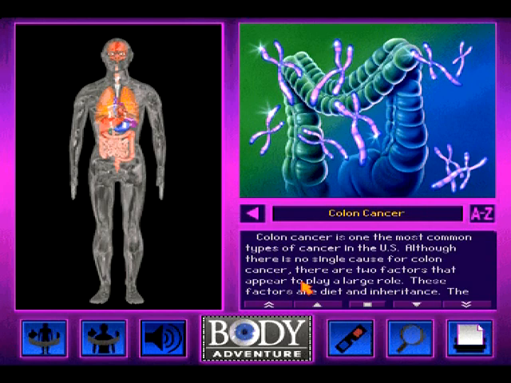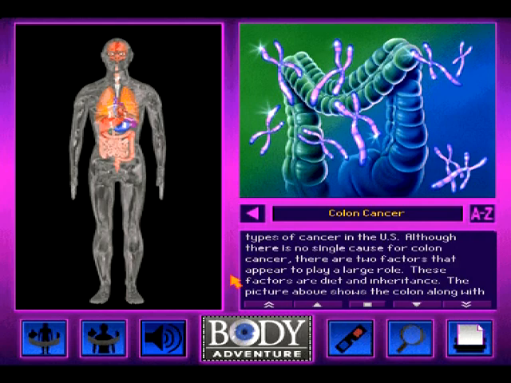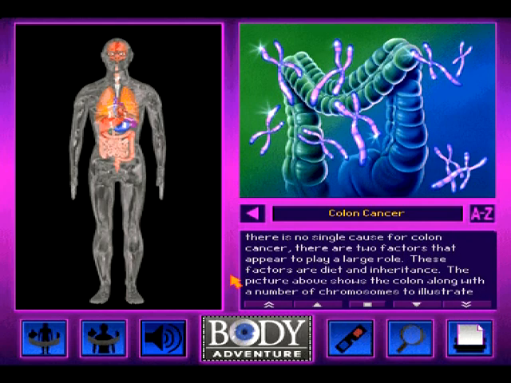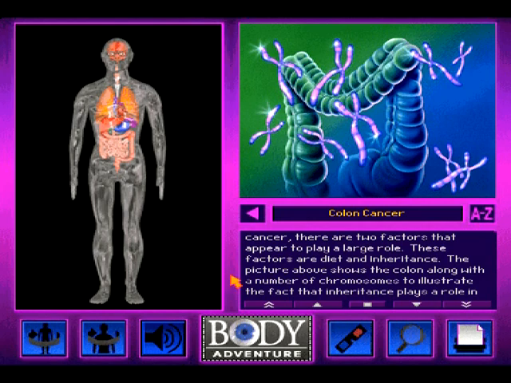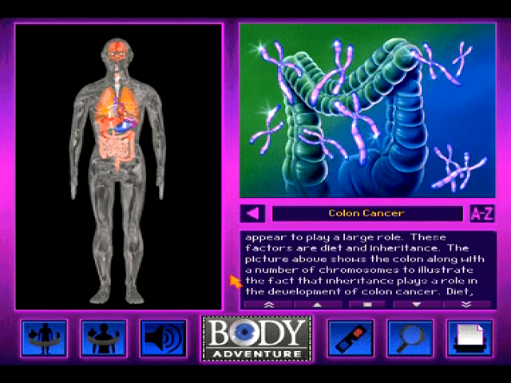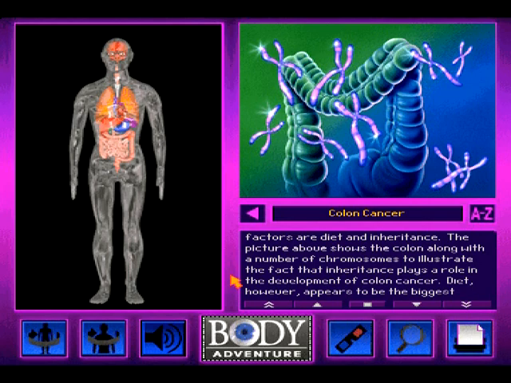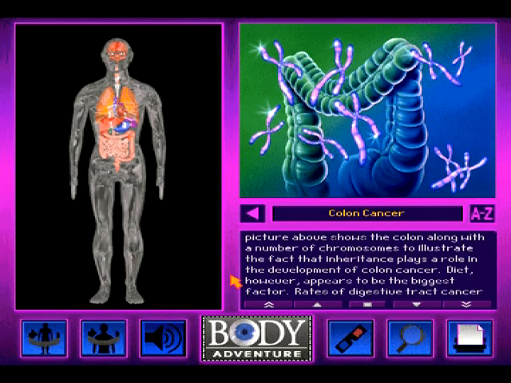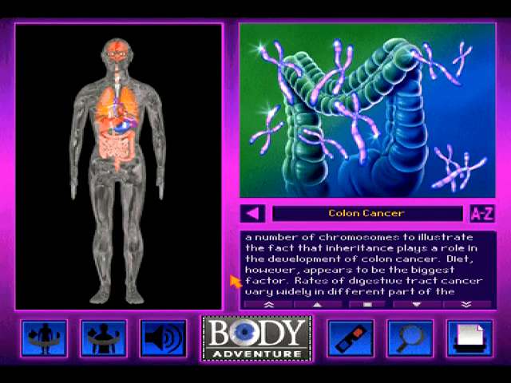Colon cancer. Colon cancer is one of the most common types of cancer in the U.S. Although there is no single cause for colon cancer, there are two factors that appear to play a large role. These factors are diet and inheritance. The picture above shows the colon, along with a number of chromosomes, to illustrate the fact that inheritance plays a role in the development of colon cancer. Diet, however, appears to be the biggest factor.